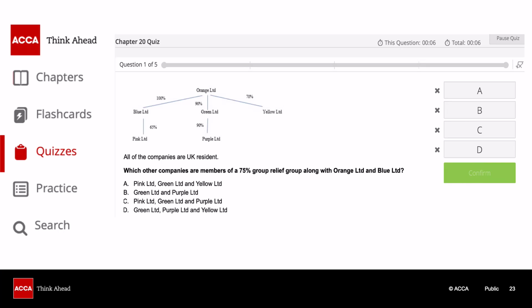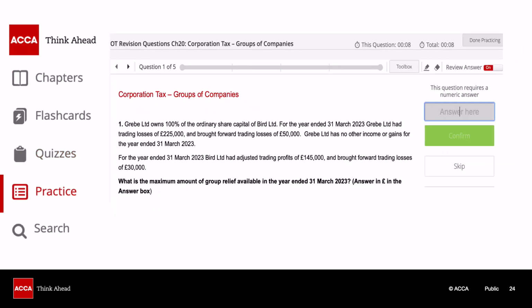Question practice is so incredibly important in preparing for your TX exam, so make sure that you have a look in the quizzes section of the Study Hub for quizzes on groups. And also we have some revision questions in there as well in the practice area.